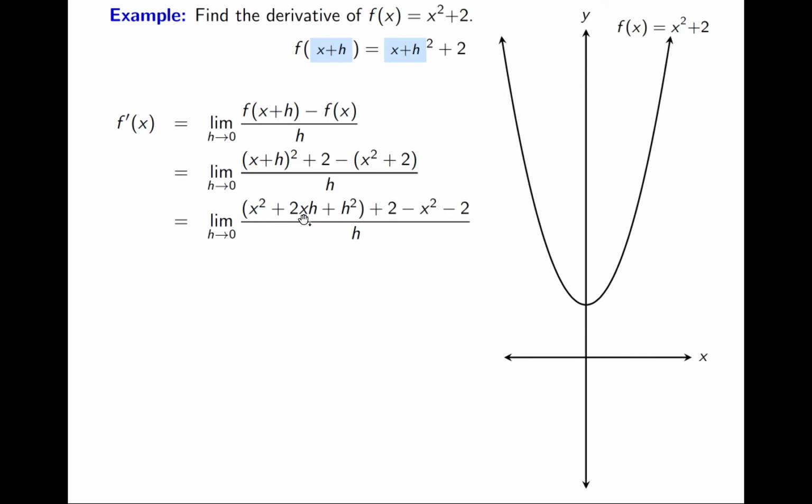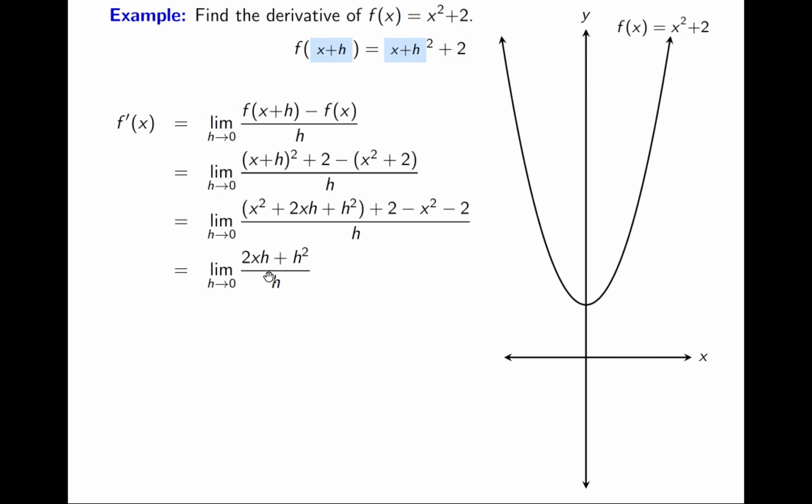And what do we have here? Notice there's an x squared and a minus x squared, and those cancel out. There's a positive 2 and a negative 2, and those cancel. So what we're left with is the limit as h approaches 0 of just 2xh plus h squared divided by h. That's all that's left of the numerator.